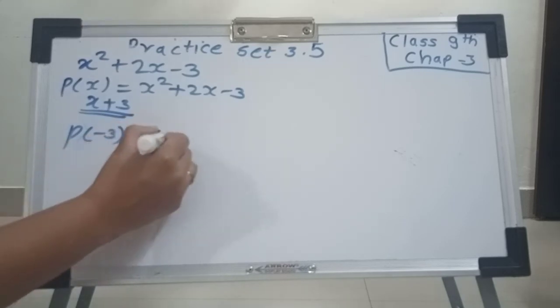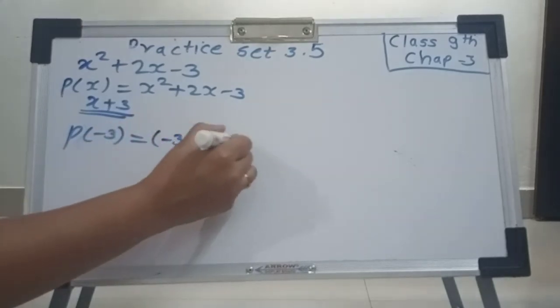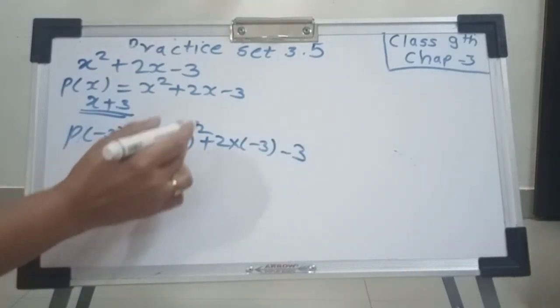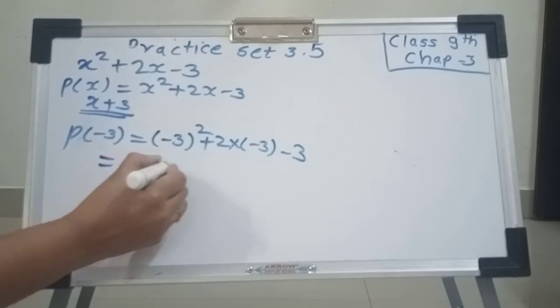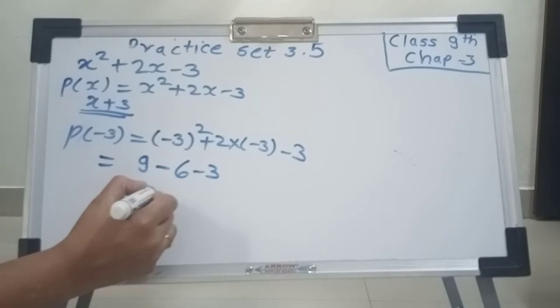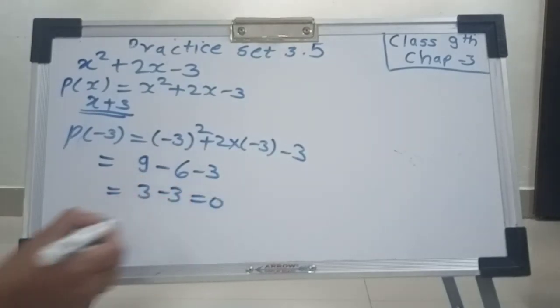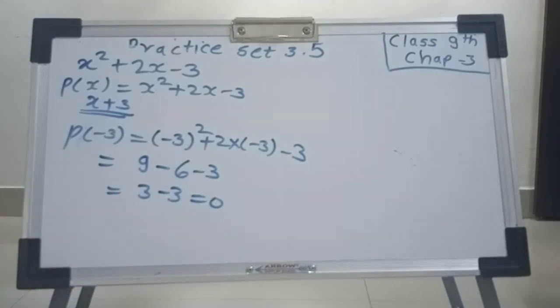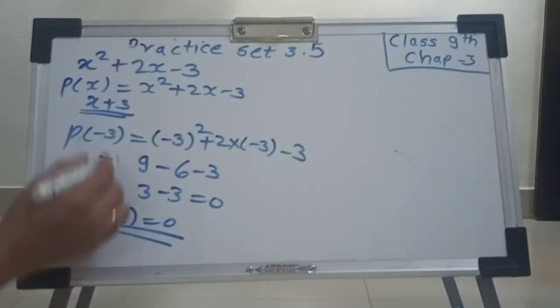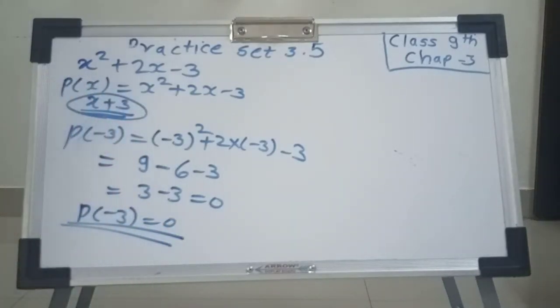P of minus 3 is minus 3 square plus 2 into minus 3 minus 3. Okay, minus 3 square is 9, 2 into minus 3 is minus 6, minus 3. 9 minus 3 is 6, 6 minus 6 is 0. Means p of minus 3 is equal to 0, which means that by the factor theorem, x plus 3 is a factor of our given polynomial. X plus 3 is a factor of our polynomial.